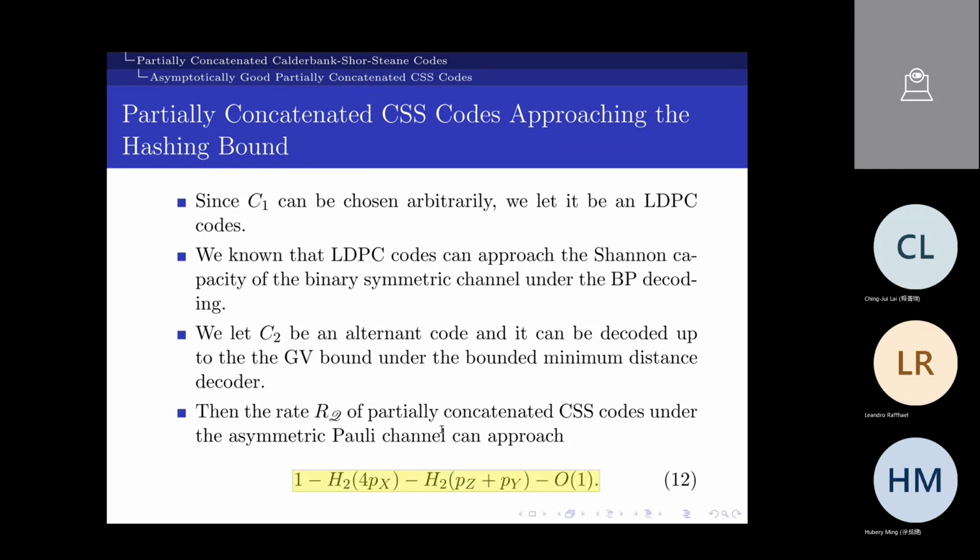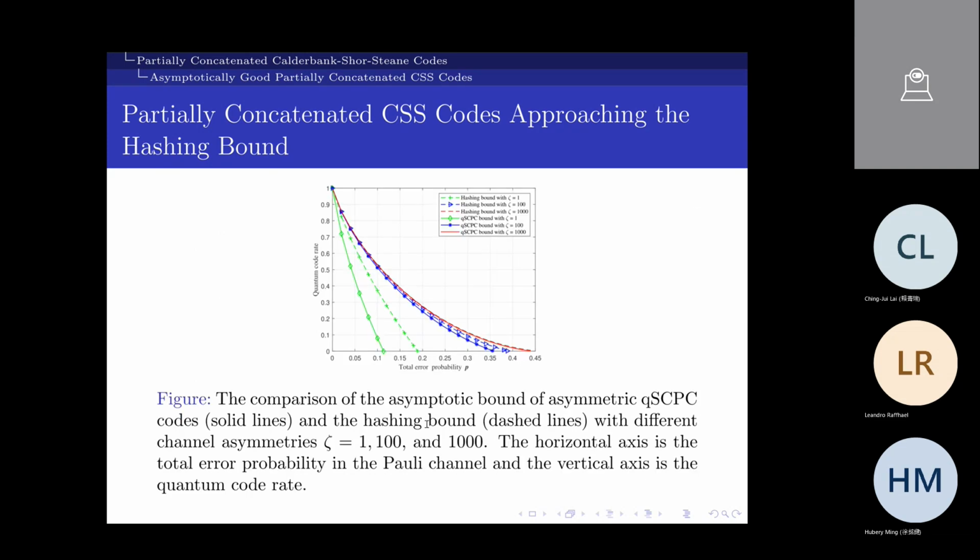And next we compare the bound, for example in equation 12, with the hashing bound of the Pauli channel. Here is the comparison.